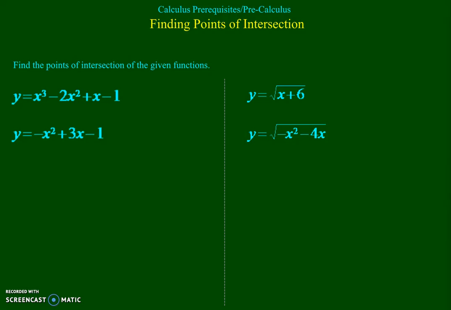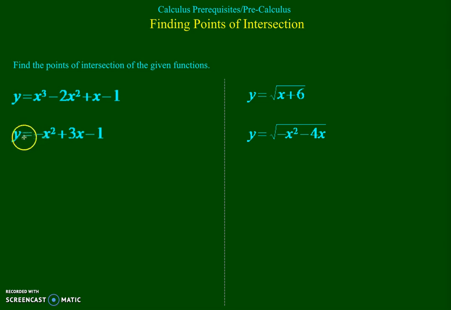This is part 12 of the series Calculus Prerequisites, and in this part we're going to start out with points of intersections of functions. Now, as you remember, when we deal with two functions, let's say we have this cubic and this quadratic, where they intersect, both the x and the y of each one of these equations is equal, but only at the points of intersection.